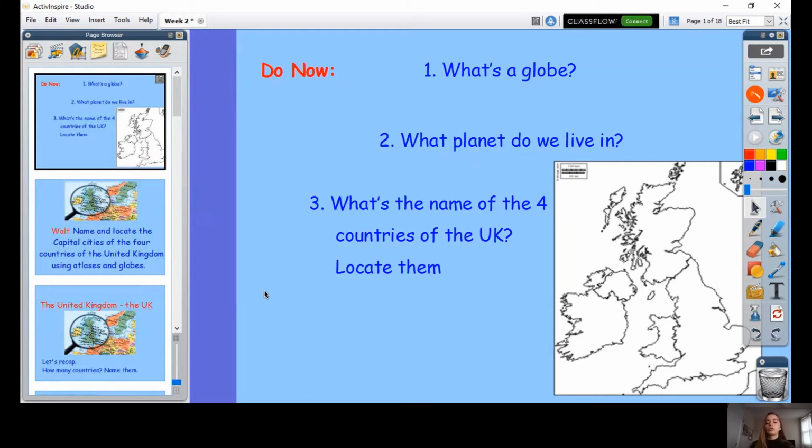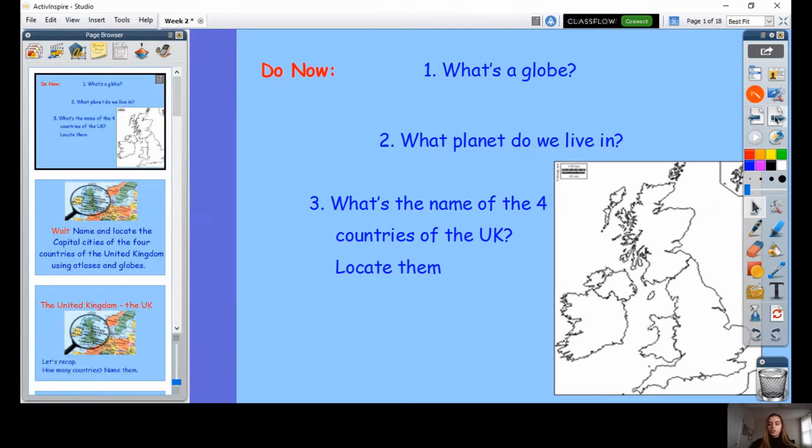What are the names of the 4 countries of the UK? Can you name them? Let's do it all together. Country number 1. Excellent. Number 2. Well done. Number 3. And number 4. Fantastic. So looking at our map here, at the top of the UK, we have Scotland. Down the south, we have England, which is where we live. Then to our left over here, the small country, that is Wales. And at the top of this country here, we have Northern Ireland. Well done if you got those 3 correct.